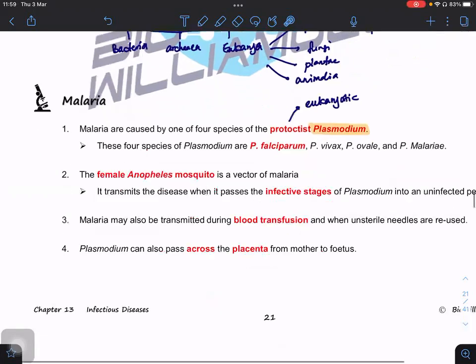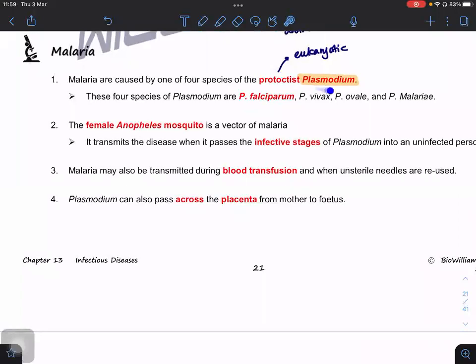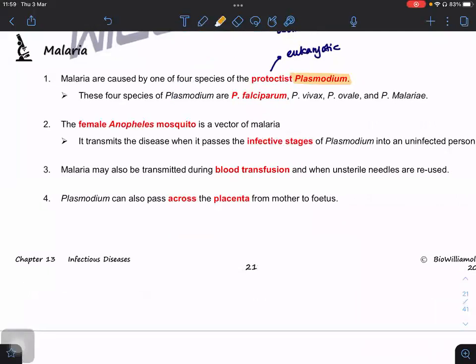Now, this Protoctist Plasmodium won't directly infect a person. They must go through, and highlight this for the exam, you need to answer the female Anopheles mosquito. It cannot be male. It cannot be any other mosquito, for example Aedes mosquito. It must be Anopheles. When you write Anopheles, make sure you underline it, because it's a genus of mosquito. So we call it a vector.